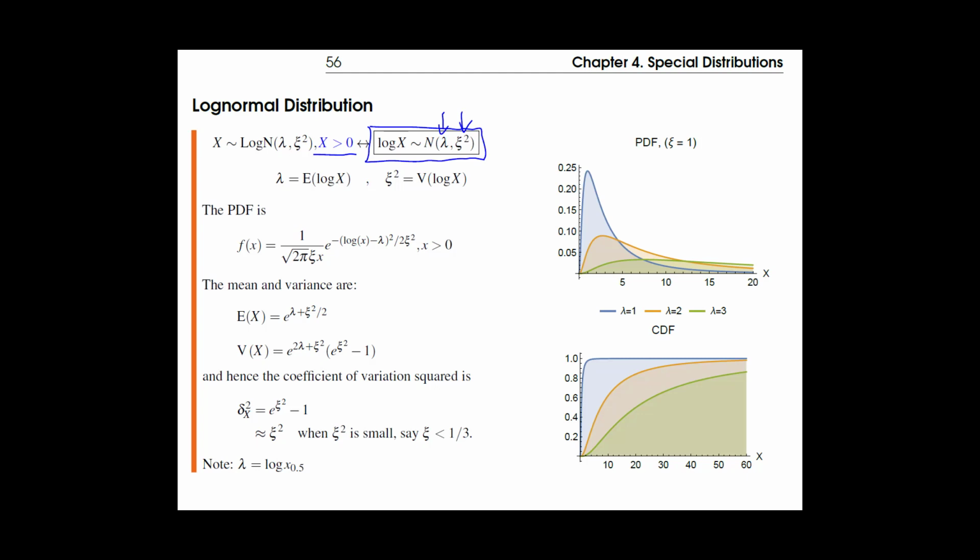And these are the shapes that you see for the PDF and for the CDF. All right, so they all start at 0, and for negative values, it's not defined, so it's going to be 0. All right, so that's the shape for different parameters, lambda 1, 2, and 3, for a fixed psi parameter equal to 1. Okay, so you can see they're not bell-shaped, they're kind of skewed to the left, right? Okay, that's the PDF equation.